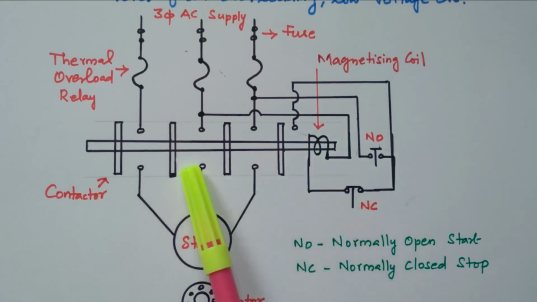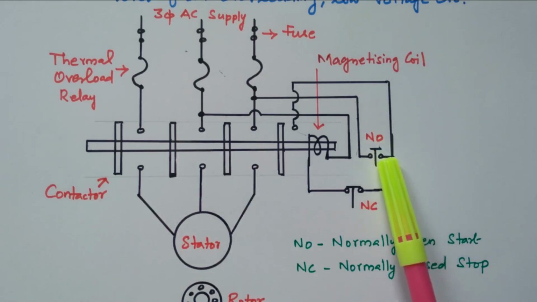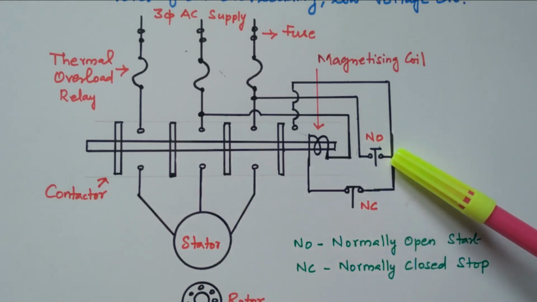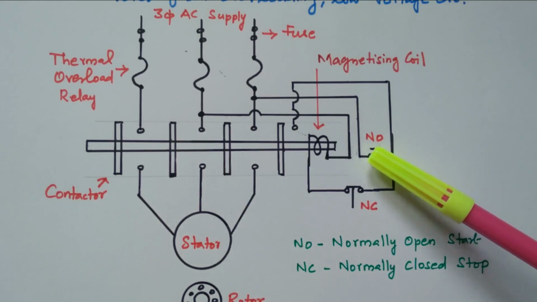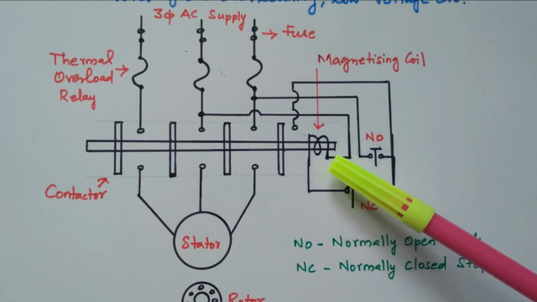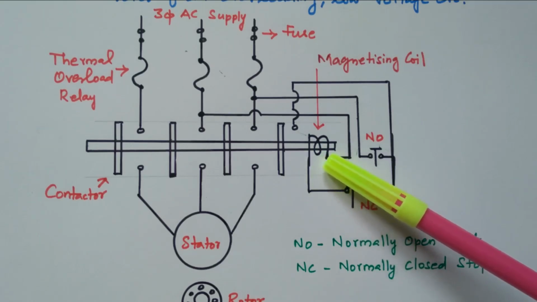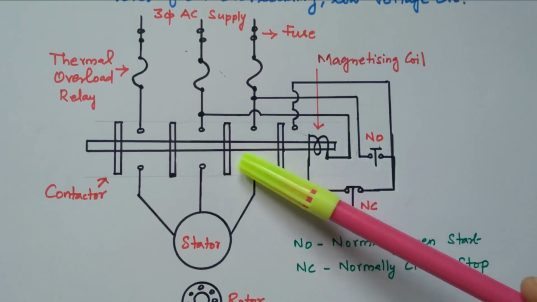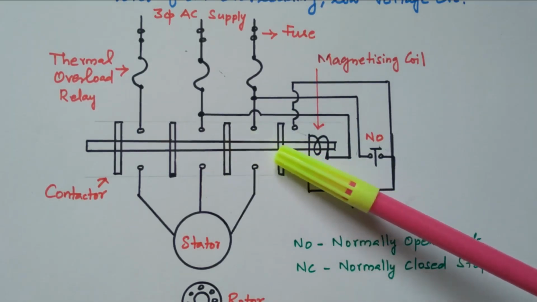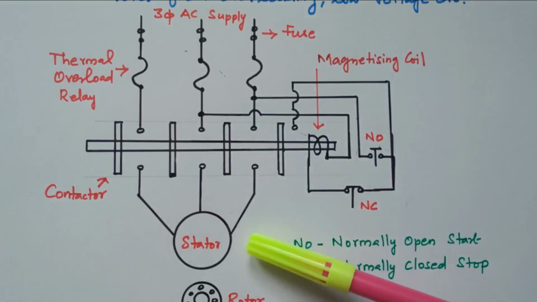Right? So in order to start the motor, we are pressing this normally open contact. This normally open contact is closed. So what will happen? The supply is given to the magnetizing coil. Due to the voltage applied to the magnetizing coil, it is energized. So it will attract this contactor. This contactor is attracted so that the supply is directly given to the stator.